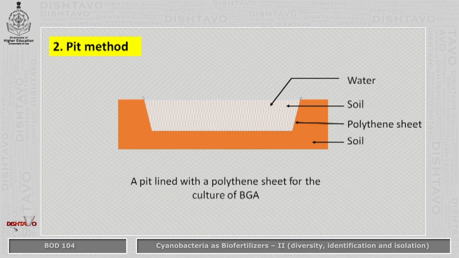The second method is the pit method. Here, the procedure followed is the same as that of the trough method. Only instead of using a trough directly, a pit is dug on the ground and is enclosed by a polythene sheet. And further, the steps remain the same as the trough method.